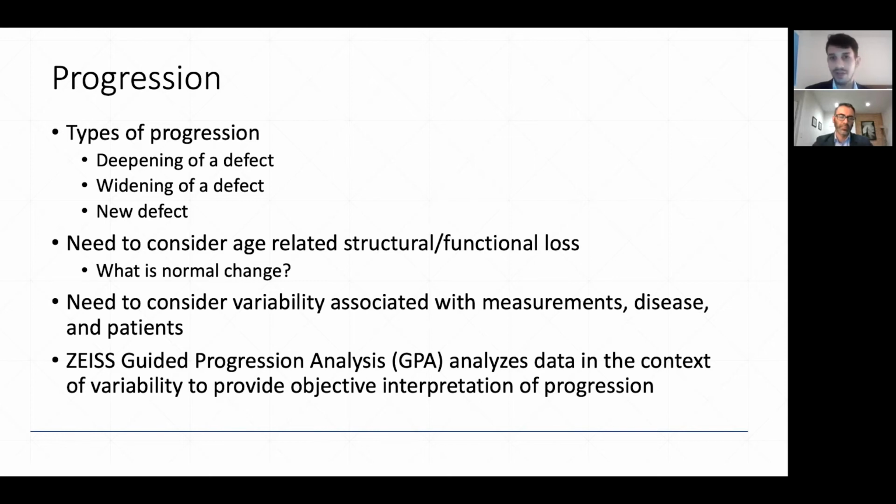And of course, anyone that's done more than one visual field on a patient knows the significant variability of our perimetry testing in patients. Luckily, Zeiss created this guided progression analysis, which is available on both the Zeiss Series OCT and on the Humphrey perimeter, which evaluates data in the context of variability. So it provides objective interpretation of progression. Because if you're looking at just raw data, you might have a hard time figuring out, is this true progression or it's just variability based on the instrument or the patient.